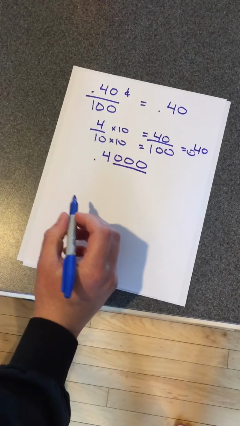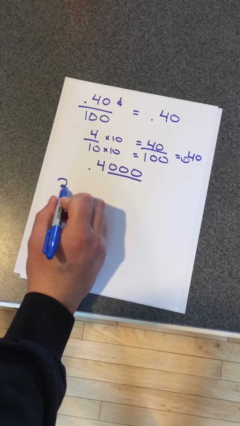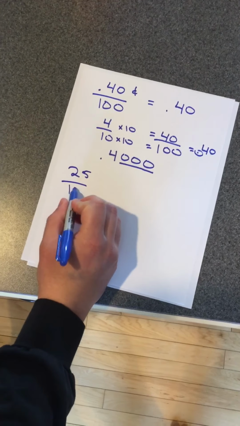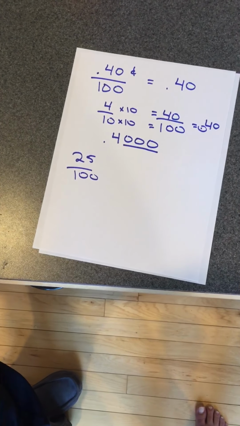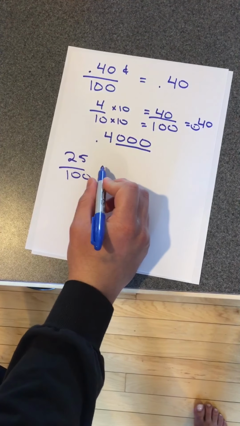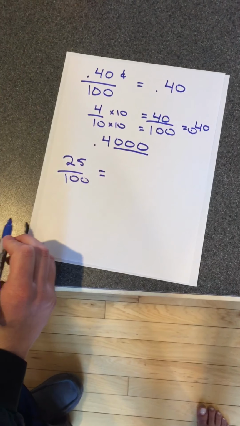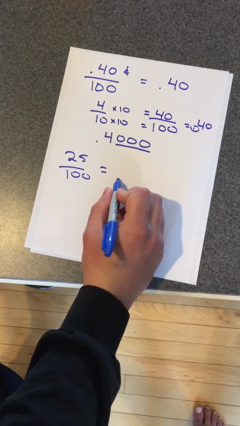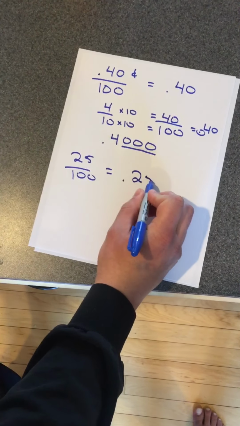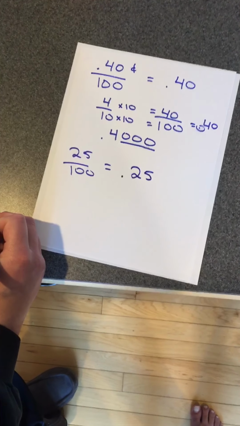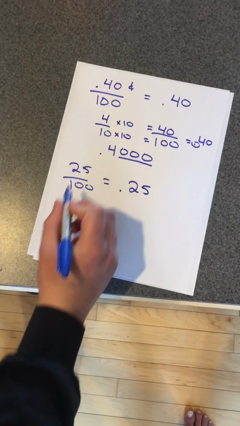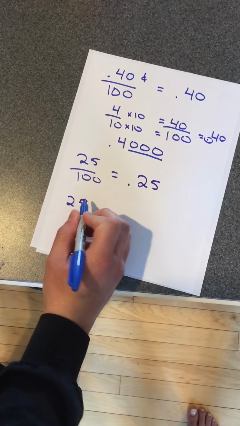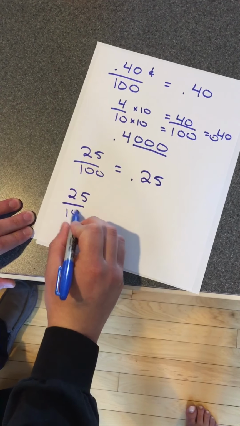Now, the next question that they're asking you to answer is 25 hundredths. Now, if we have 25 hundredths, that can be broken down and simplified. 25 hundredths can be written as a decimal that looks like this. But also we know, can we simplify 25 hundredths as a fraction as well?